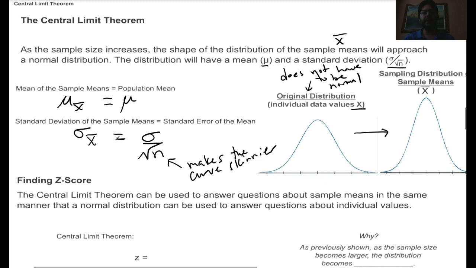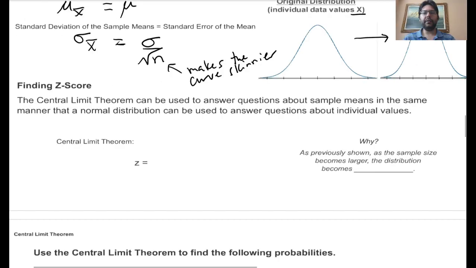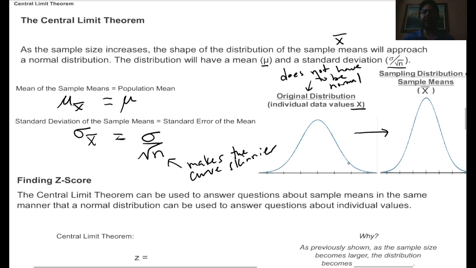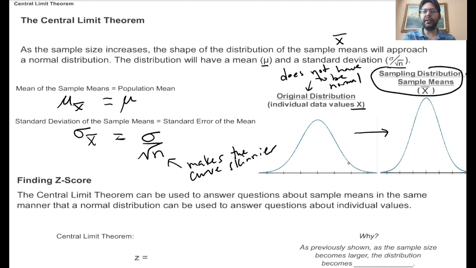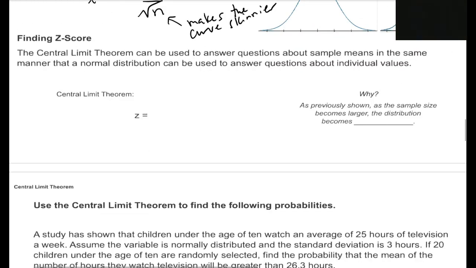All right, so that's the central limit theorem. So how do we find the z-score for the x bar distribution? We call that x bar distribution the sampling distribution of means, by the way. That's a very important key term. So that is the sampling distribution of sample means. When I say that, I'm really just saying the skinny version of the original bell curve that plots x bar as opposed to x. Okay, so how do we find the z-score for this sampling distribution?